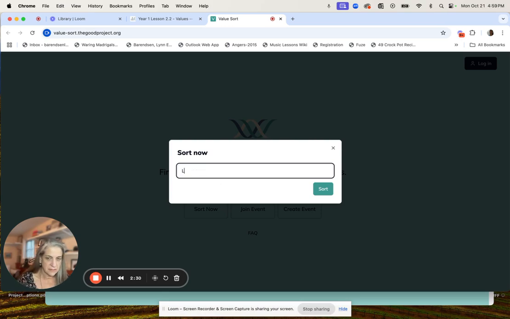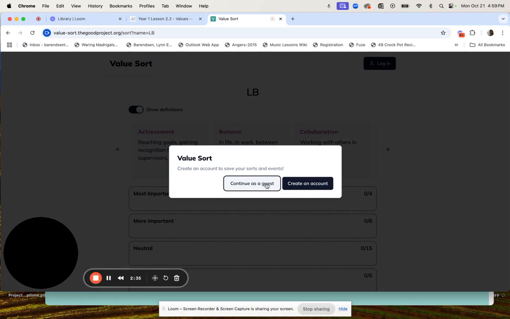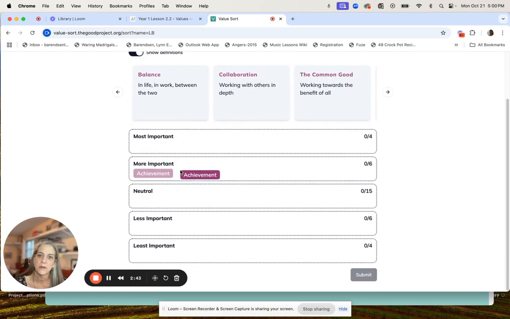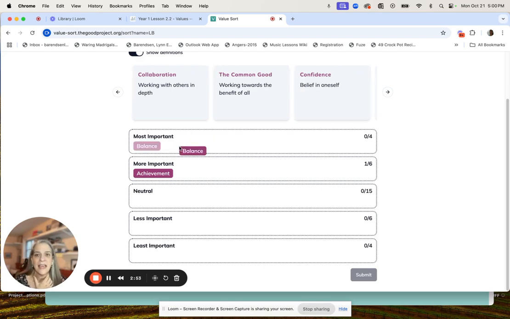I'm just going to give it a name. And then here, continue as guest. And then here are the different things that I get to sort. So achievement, is that important to me? Yes, it's pretty important. And I would talk this through with my students. So I do value balance. It's really important to me. In fact, it might be even more important than achievement. So I'm going to put it over here.